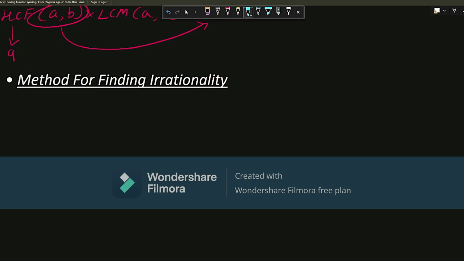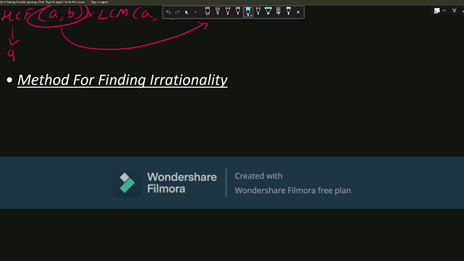Okay, so let's begin with the method for finding the irrationality of numbers. This is really simple, but it is the soul and heart of real numbers. This is the reason why you're learning real numbers. Most of the questions will be asked from this only, finding the irrationality of numbers. Now, how will we find the irrationality of numbers? There's a method for doing that.